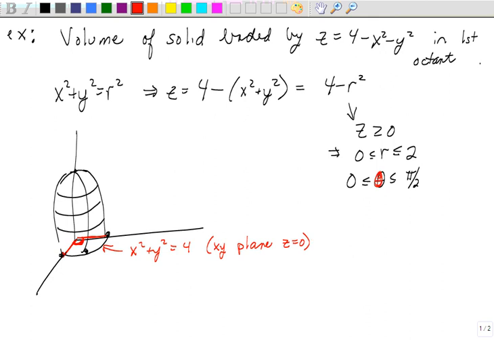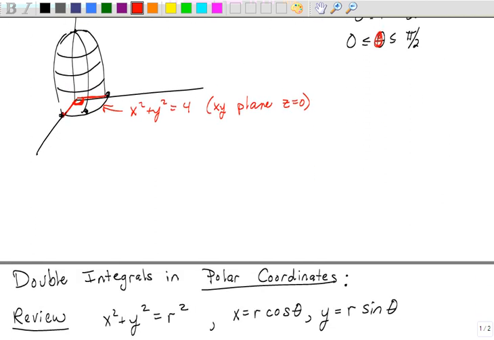Okay, so that gives us our boundaries when we integrate. First, let's integrate r from 0 to 2. Then we have the function, we have r dr. Then we do theta from 0 to pi over 2, d theta. So that's what we integrate for this problem here. I'm not going to do the integration because it's not very difficult. I'm just going to set it up.